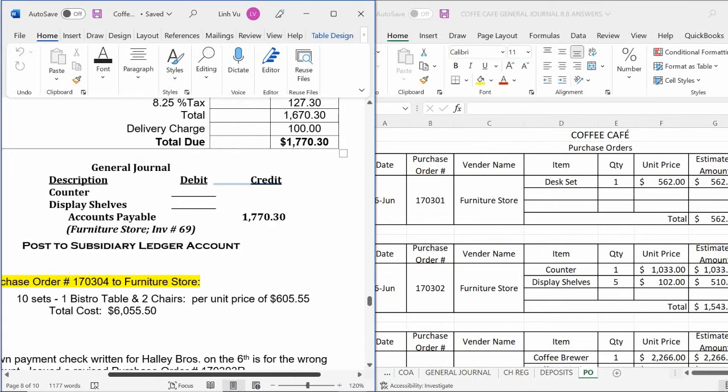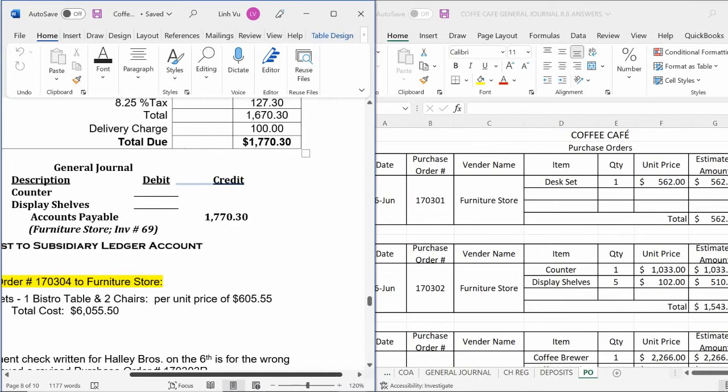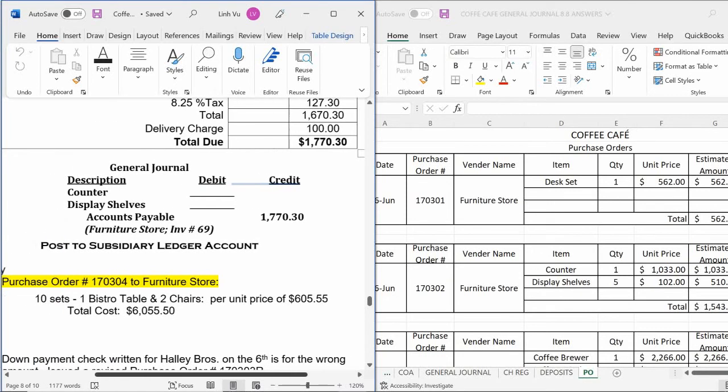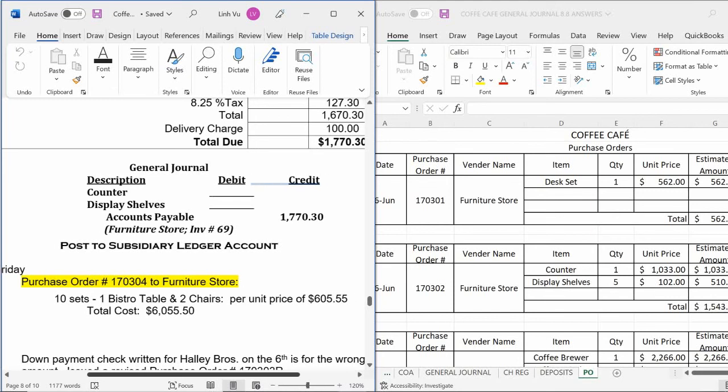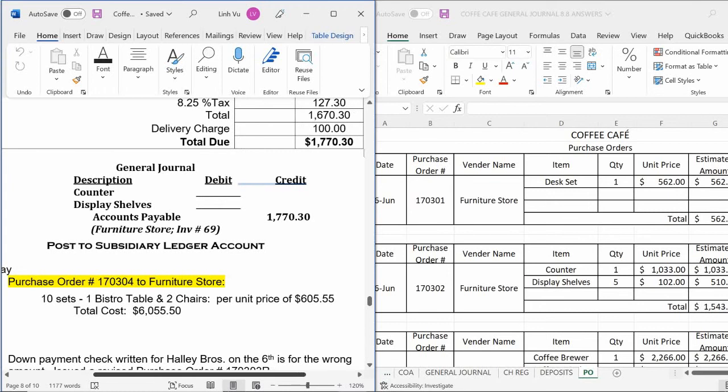So in this case, the unit price of each table was $605.55. Since we bought a total of 10 of them, it was estimated to be $6,055.50. Okay? So let's go ahead and see, what do we do with this transaction?